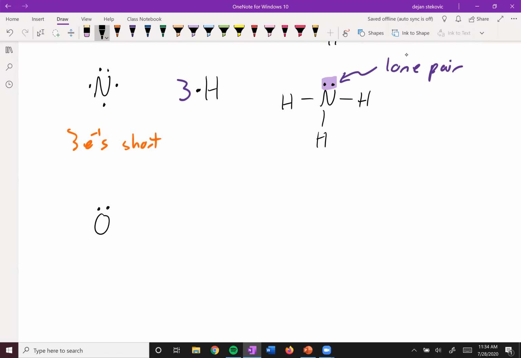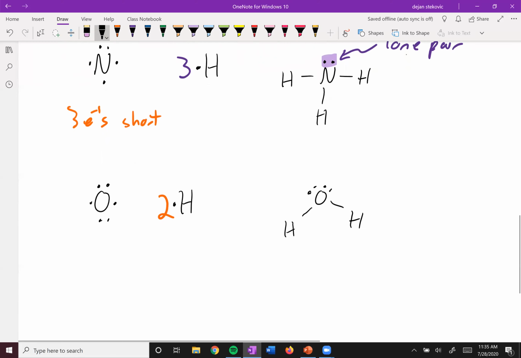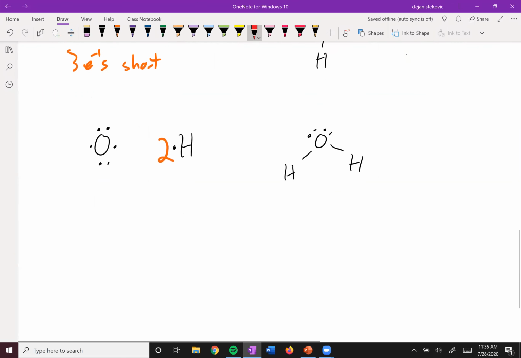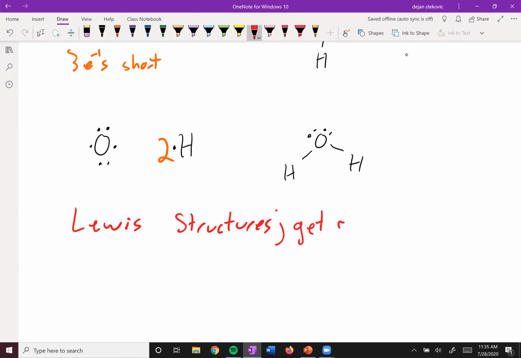Same thing here, oxygen has 6 valence electrons. If we think about that interacting with hydrogen, we're going to have 2 of them. And so then we can draw this Lewis structure, where this water molecule has 2 lone pairs. And so this is just a very quick and basic review of Lewis structures. This whole course is based on Lewis structures, so you need to really get good at Lewis structures. We'll do a little bit more review, but not much. I'm going to assume that you know what's going on.